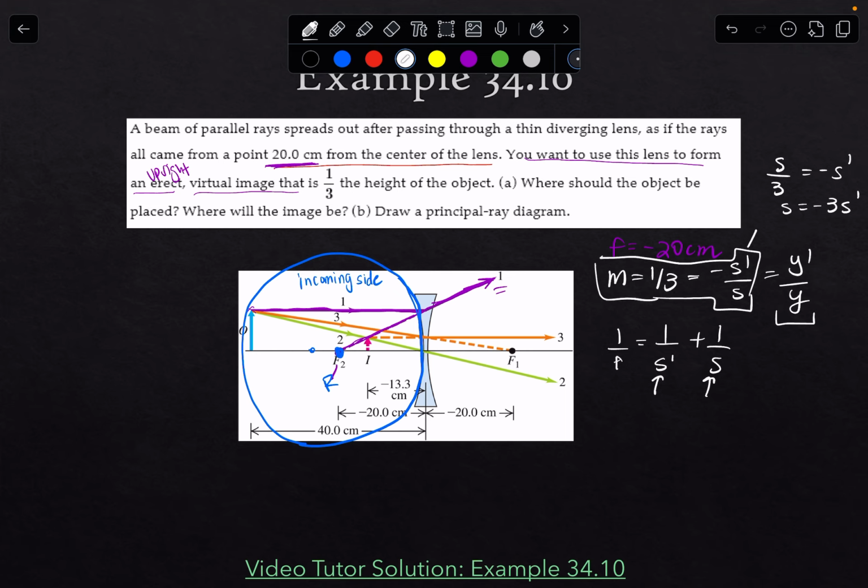Let's do that so we can avoid putting fractions in fractions, okay? Let's use this relationship, and that's going to allow us to get rid of one unknown and have this object image equation in terms of only one unknown. So our 1 over f is negative 1 over 20 centimeters. And then we're going to replace s with negative 3s prime. And now we're going to solve for s prime.